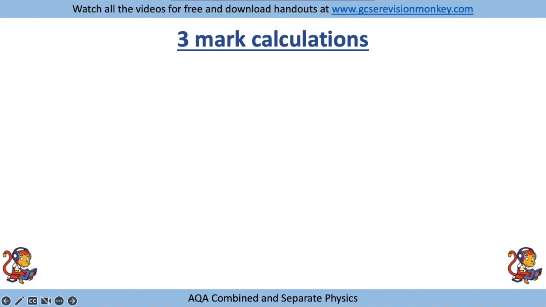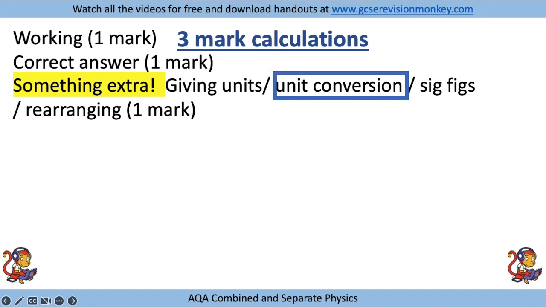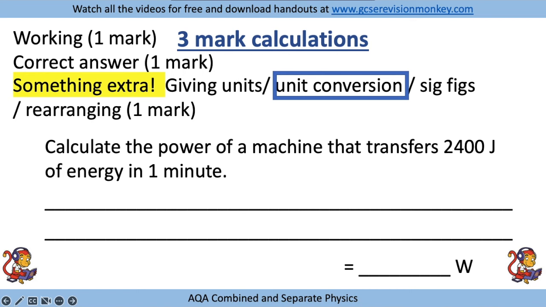So another 3-mark calculation, rather than giving the units, could be converting the units. So a simple one would be converting minutes to seconds. This question says calculate the power of a machine that transfers 2,400 joules of energy in 1 minute. So really look out for that. That's a really common thing, and you have to convert that to seconds.